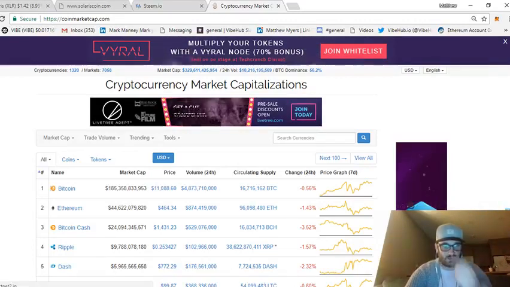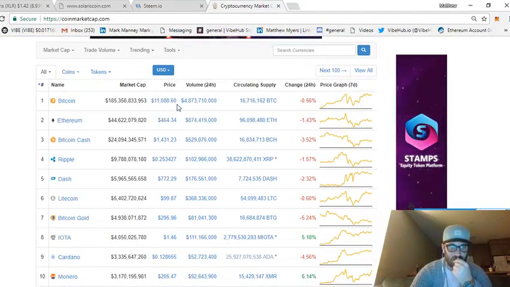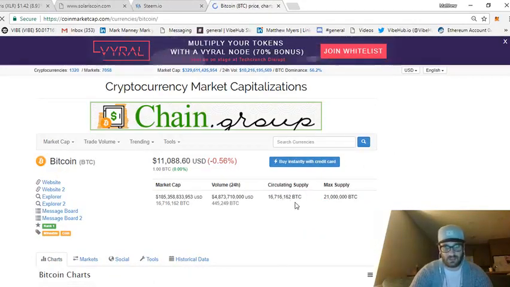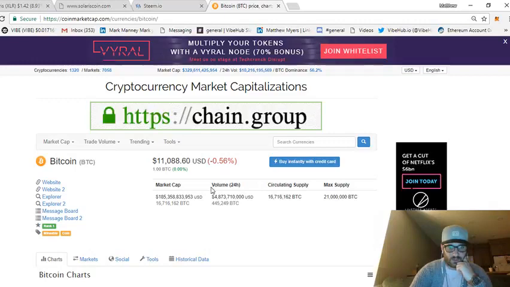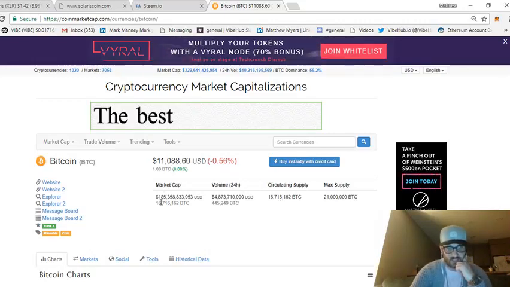Another thing to notice whenever you're first getting into this is a lot of people just see $11,000 of Bitcoin, and they're like, oh my God, $11,000. The only thing that matters is the market cap of a coin. It's $11,000 per Bitcoin because there's only 16,716,000 in circulation. To figure out the market cap, you basically just take 16,716,000 and times it by 11,000, then you get 185 million.